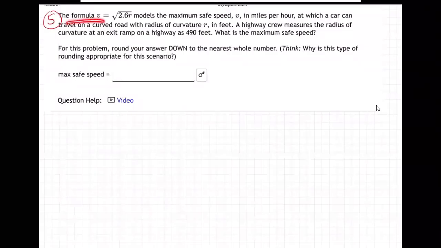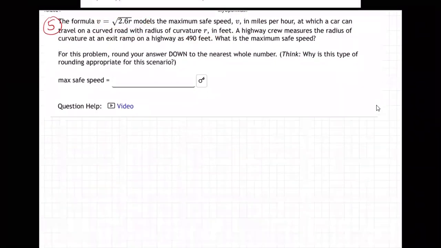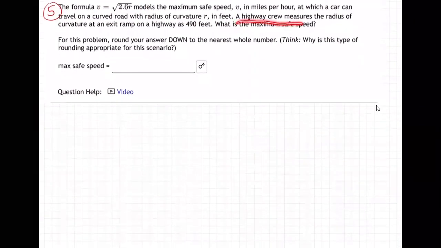Okay, so the formula V equals square root of 2.6 R models the maximum safe speed V in miles per hour at which a car can travel on a curved road with radius of curvature R in feet. Like how fast can you go around a curve, basically? Well, this formula has been calculated by engineers and physicists to figure that out. A highway crew measures the radius of curvature at an exit ramp on a highway as 490 feet. What is the maximum safe speed?